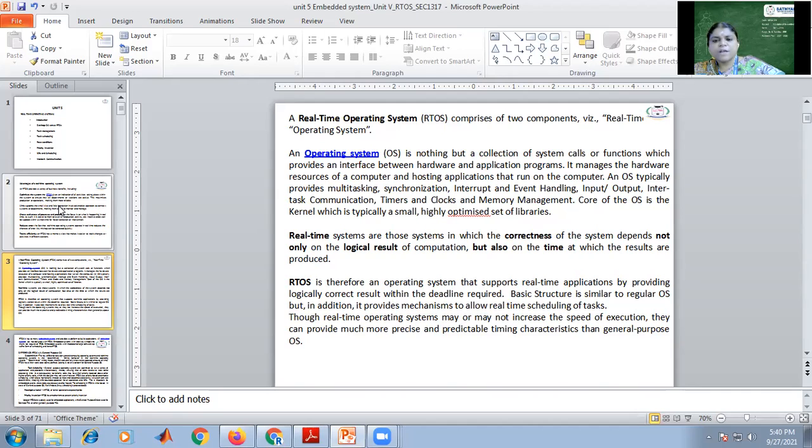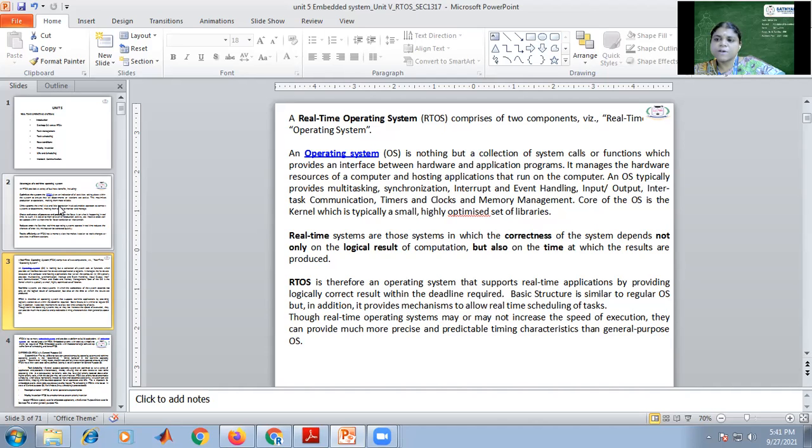Some of the main functions are synchronization, interrupt handling, input output handling, communication, timer, count, clock management, and memory management. Even though you have different parts, the kernel is the heart or the brain of your OS. And when you have the output with respect to time, you call it the real-time OS. Your embedded system requires all the input as well as the output as a function of time.